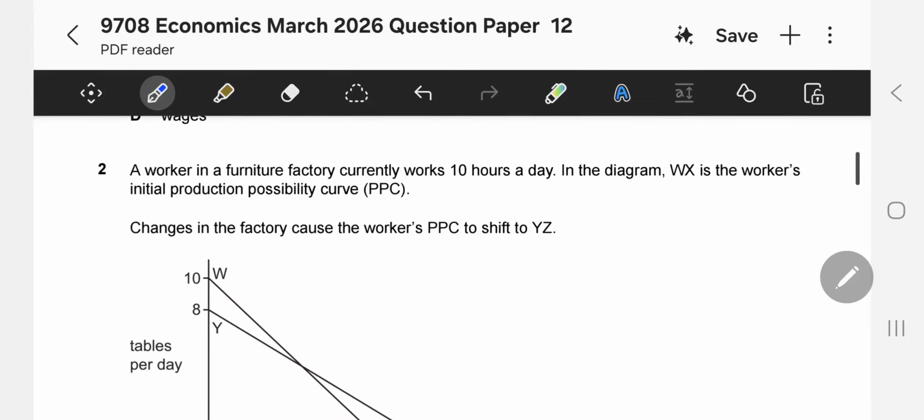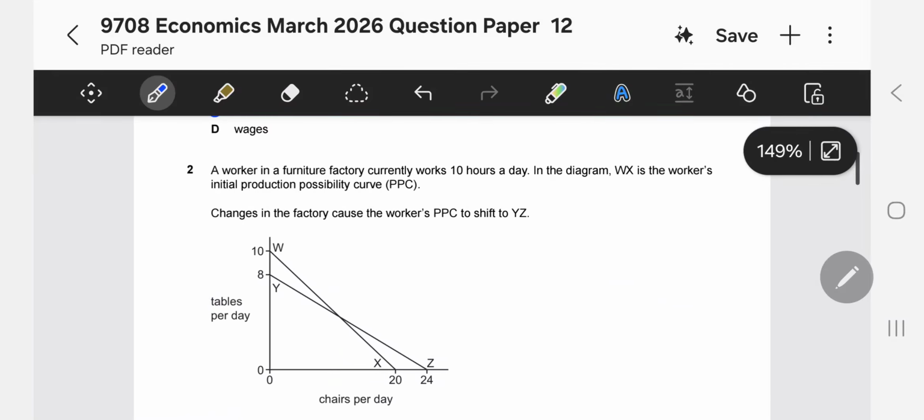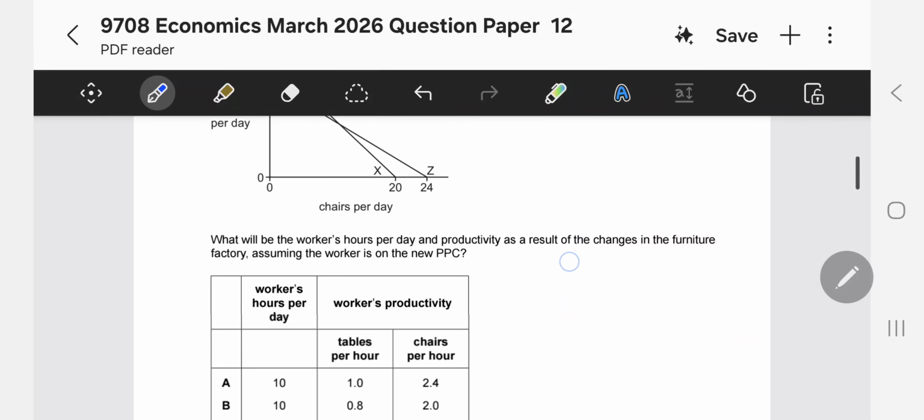Let's go to question 2. A worker in a furniture factory currently works 10 hours a day. In the diagram, WX is the initial production possibility curve. Changes in the factory cause the worker's PPC to shift to YZ, so this is the new PPC. They're producing 8 tables per day and 24 chairs per day. What will be the worker's hours per day and productivity as a result of the changes, assuming the worker is on the new PPC?